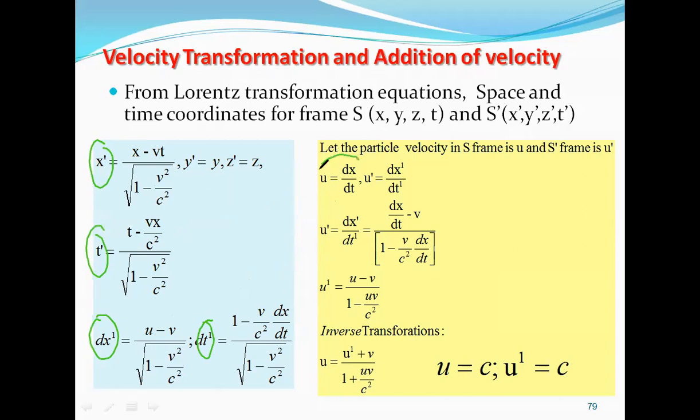No, no, look here. For u to come, it should be dx by dt. That means we have to take the derivative of this whole function, right? So d by dt of x minus vt, what will it become, tell me. It becomes dx by dt minus v. Is it clear? Yes sir. So this is u, we are saying that u minus v.